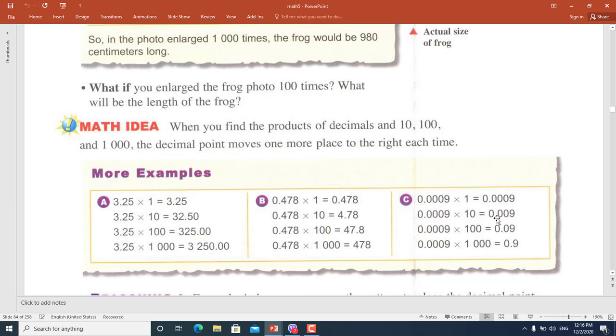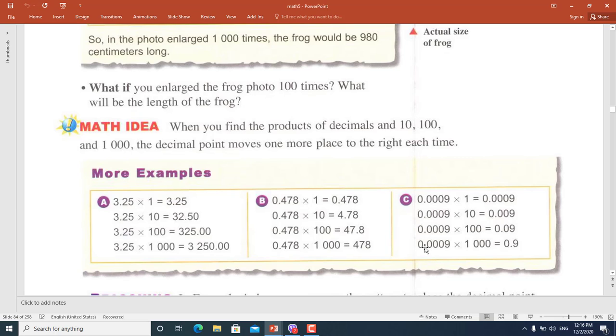It will be 0.09. And from there, if you multiply by 100, we have two zeros. So we move this point two places. 1, 2. We get 0.9, because the zero at the start of the whole number we don't write again.